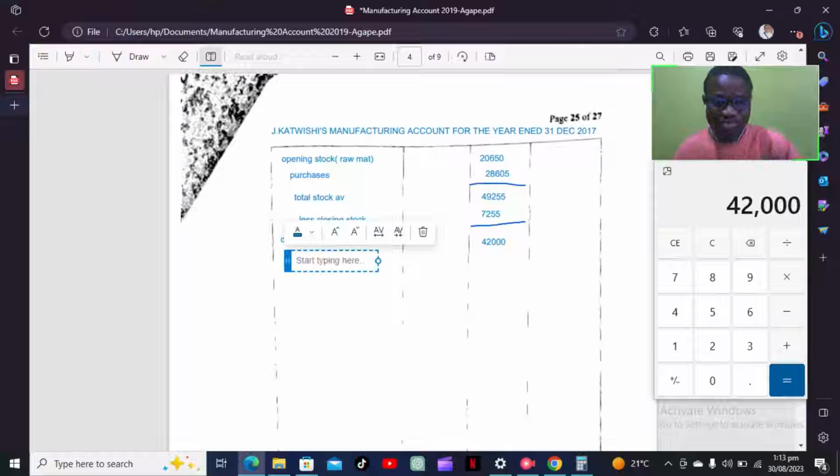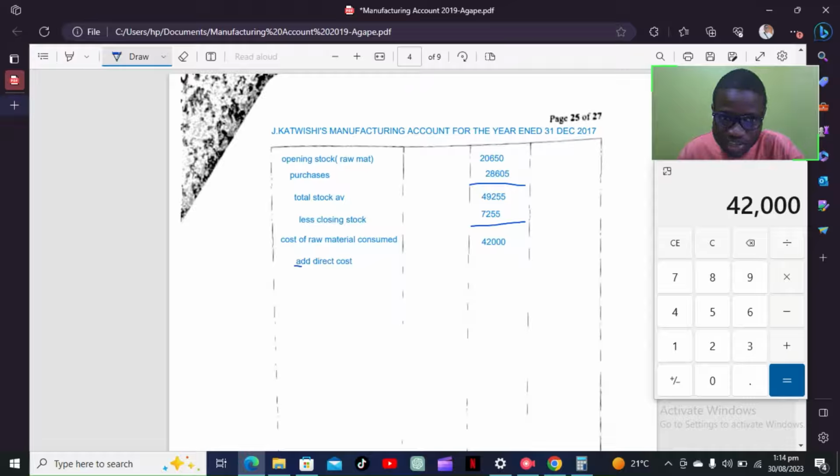Then from there now, here we're going to say add direct costs. So there are direct costs and there are also indirect costs. Direct costs in the manufacturing account are simply costs that can be traced directly to where they were done from.